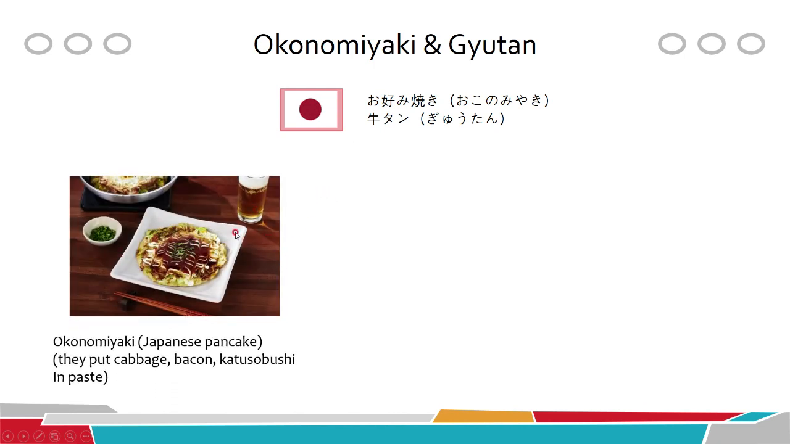First, this is okonomiyaki, which is Japanese pancake. As an ingredient, they put cabbage, bacon, and katsuobushi in the paste, and put the mayonnaise and the soy sauce or teriyaki sauce at top. And when the Japanese people eat the okonomiyaki, they drink with the beer.